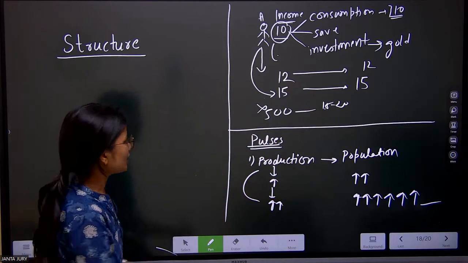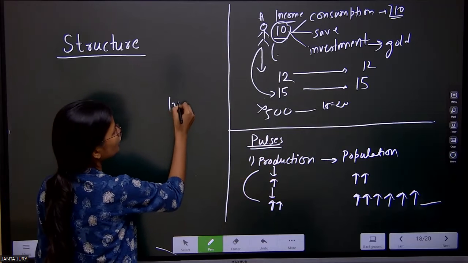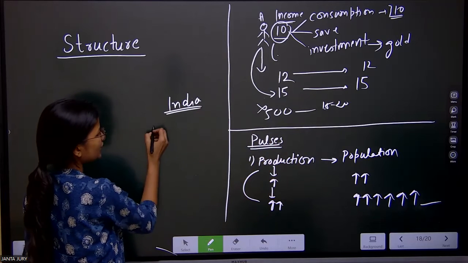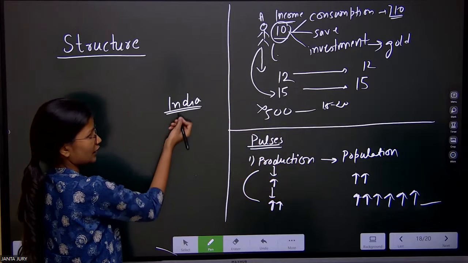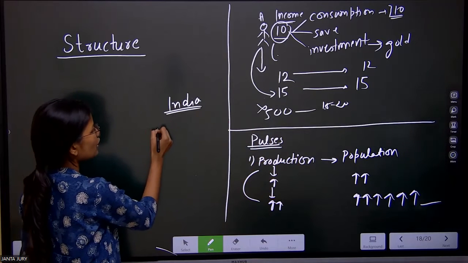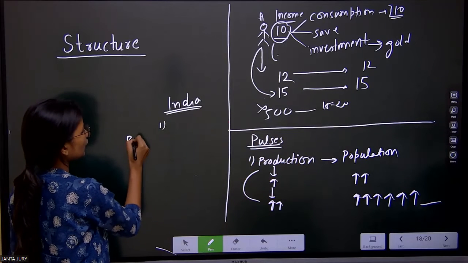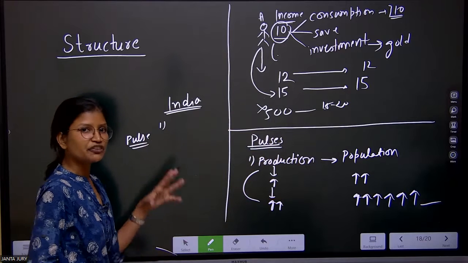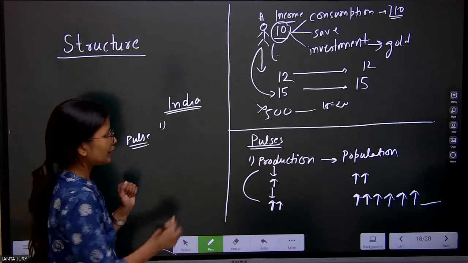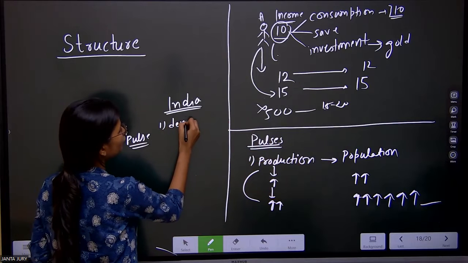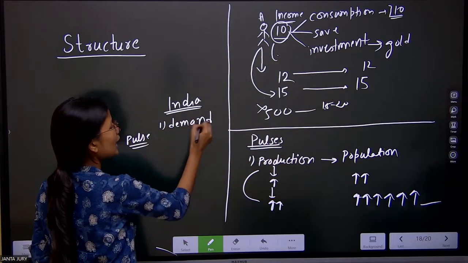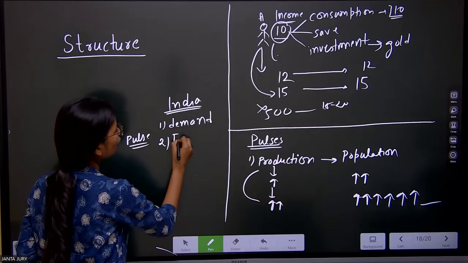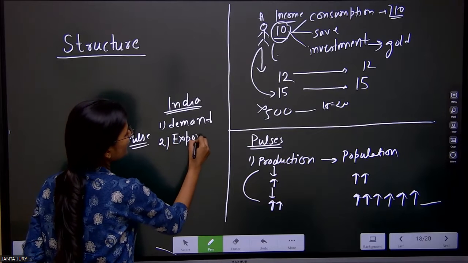pulses. So when it comes to India, the primary aim of any country which is producing food grains is to do two things. They have two aims. What are those two aims? First, they want their population to get the sufficient amount of pulses which is required, that means their demand should be fulfilled 100%. And secondly, if any surplus is left, they want to export it to other countries.